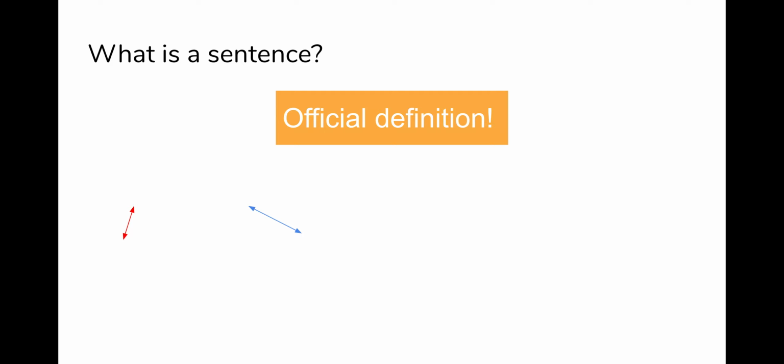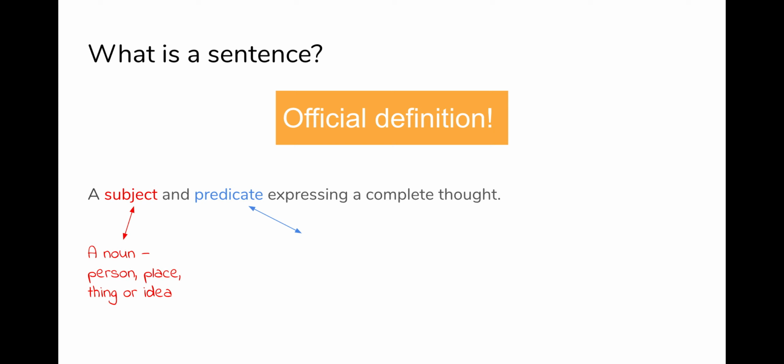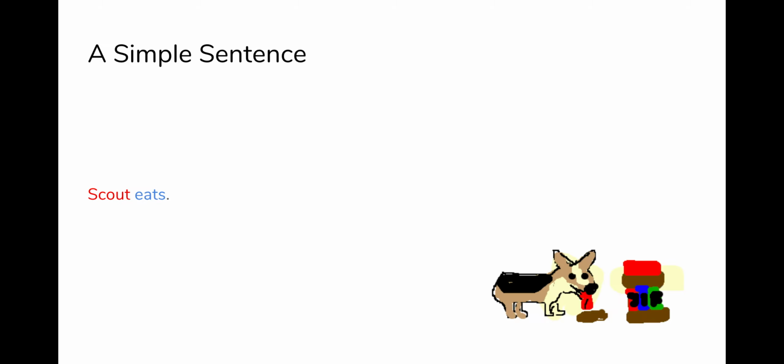Here's the official definition. A sentence must have a subject and a predicate expressing a complete thought. What's a subject? A noun, basically, a person, place, thing, or idea. A predicate? It's the rest of the sentence that includes a verb explaining what the subject does. So a simple sentence has a subject and a predicate, and it expresses a complete thought.